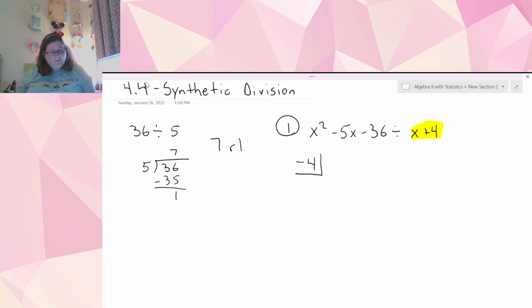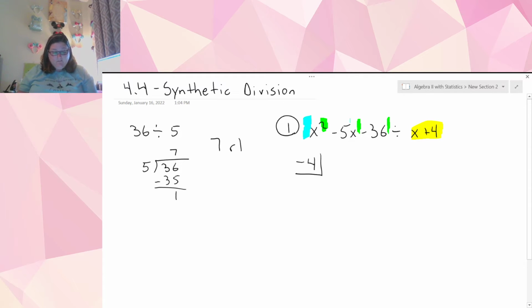Then what you're going to do is look at your exponents. So I need to make sure that my exponents go down step by step, okay? So I start with an exponent of 2, that's my highest exponent. I need to go to an exponent of 1, and then technically that has an exponent of 0. The 36 doesn't have an exponent, so it has an exponent of 0 because there's no variable there. So we go 2, 1, 0. That's what I want.